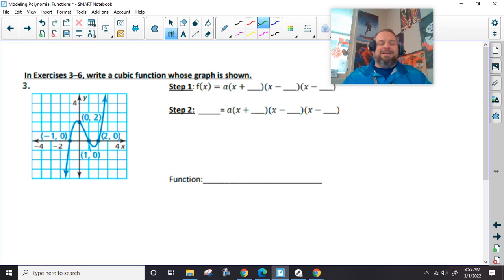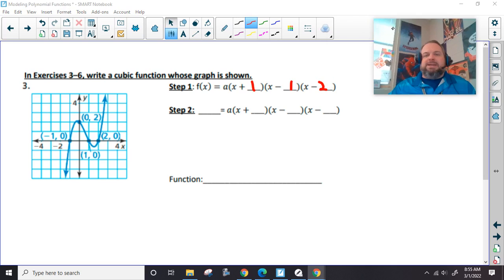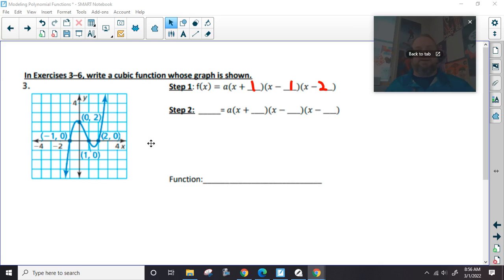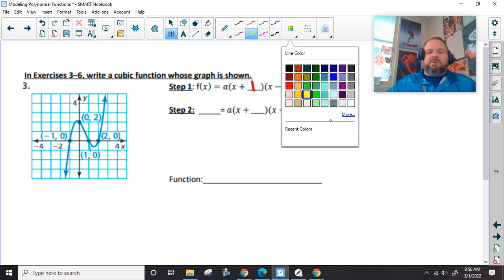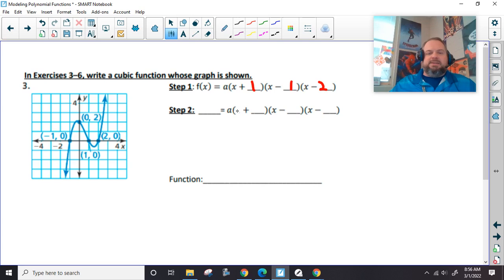Okay. All right. Our x-intercept here is -1, so we're going to put it in as +1. And then -1 and 2, because we have to put it in as the opposite of what it is in the graph. Now, what I did forget to do that we will have to tweak is that all these x's should actually be zeros. Now, our y-intercept right here is 2, so we put 2 right here.